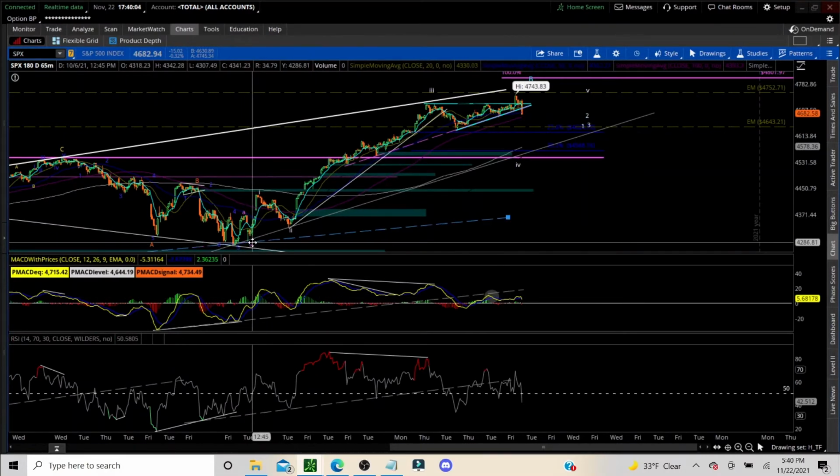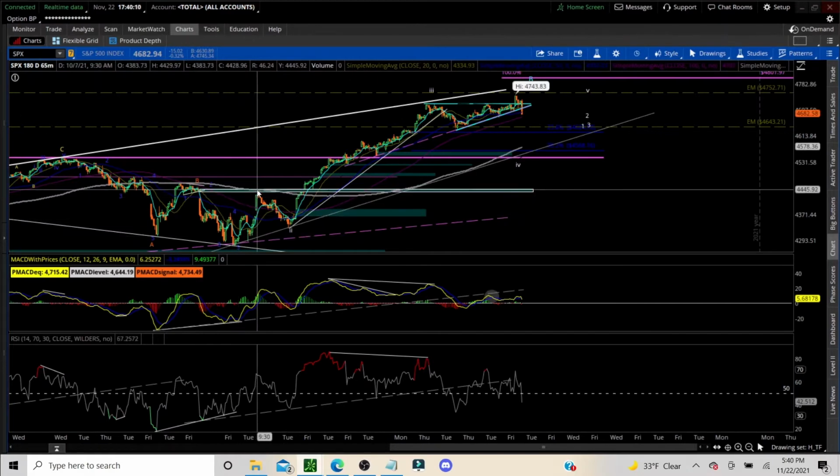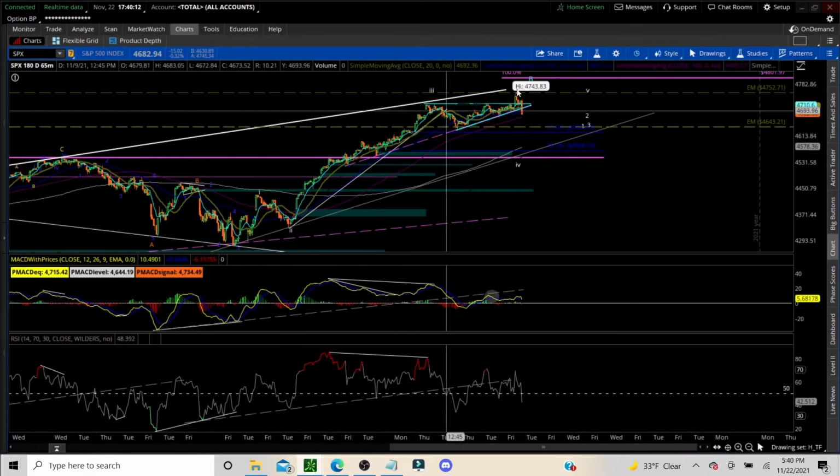Let me just say it. I don't want to waste your time here. Let me get rid of these. A 3-wave move up, 3-wave move down, and a 5-wave move up.